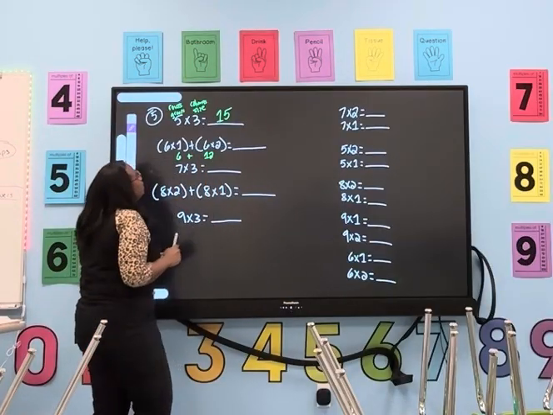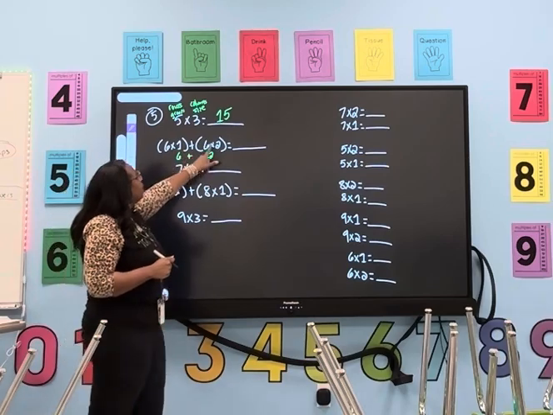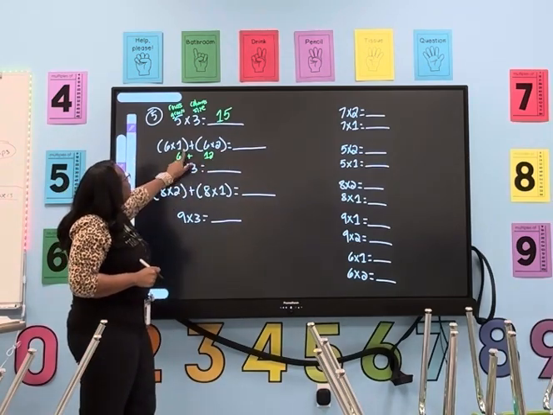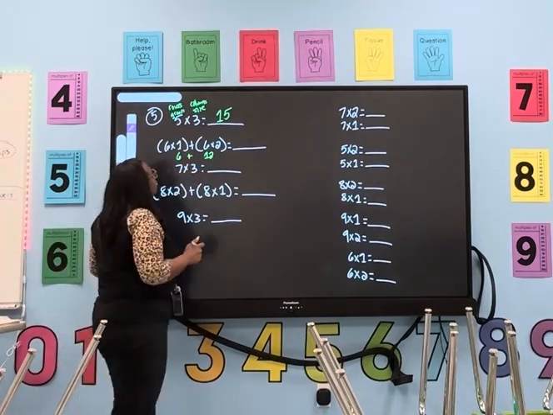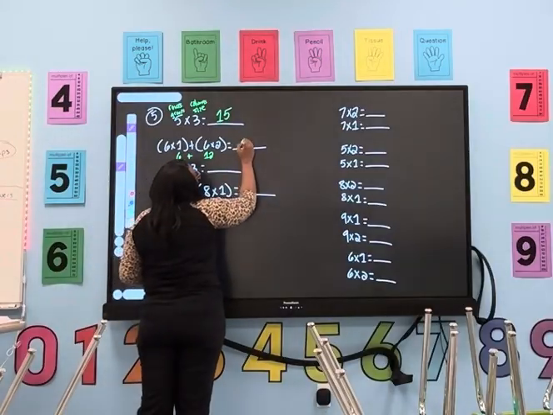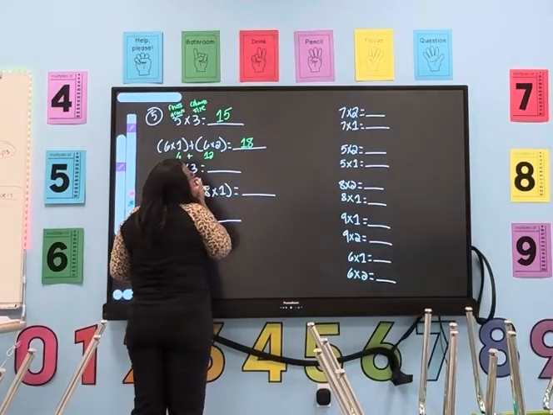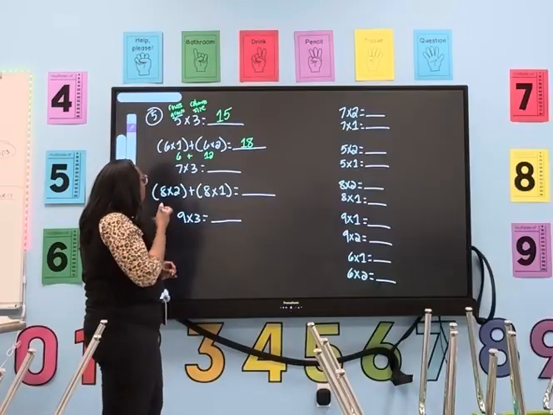Now all I have to do is add these 2 together to get my answer. So 6 plus 12 is going to equal 18. So that is 18.